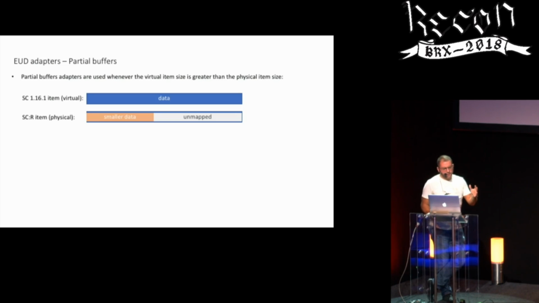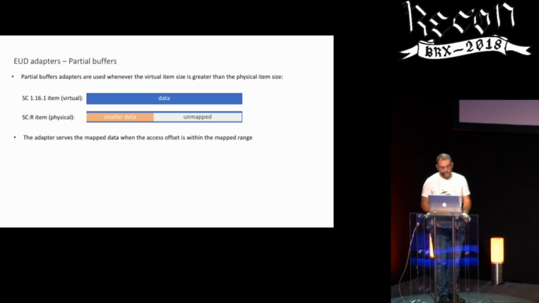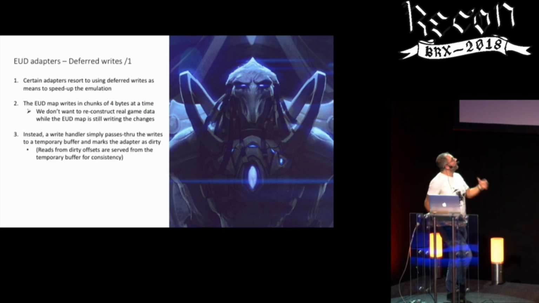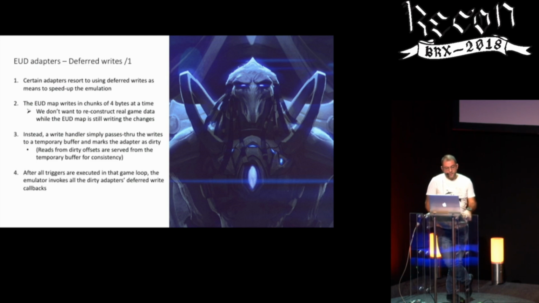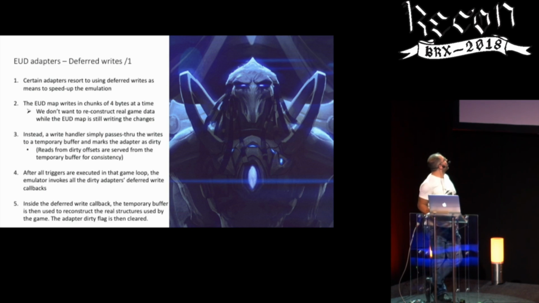The partial buffers adapter, real quick, is simply this: we may have bigger data in the old game and smaller data in the new game. This adapter will not fail if you ask it to read unmapped, non-existent data. It will simply return 0 without failing the emulation. Deferred write lets me reconstruct data at the end. This is also helpful when they are transferring sprites and whatnot, when they are doing big memory transfers. I wait until they're done, and when they're done, the emulator will call the deferred writes.